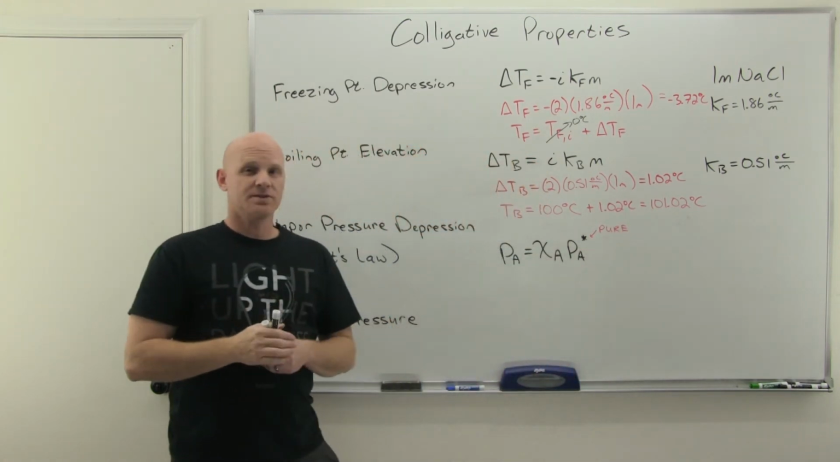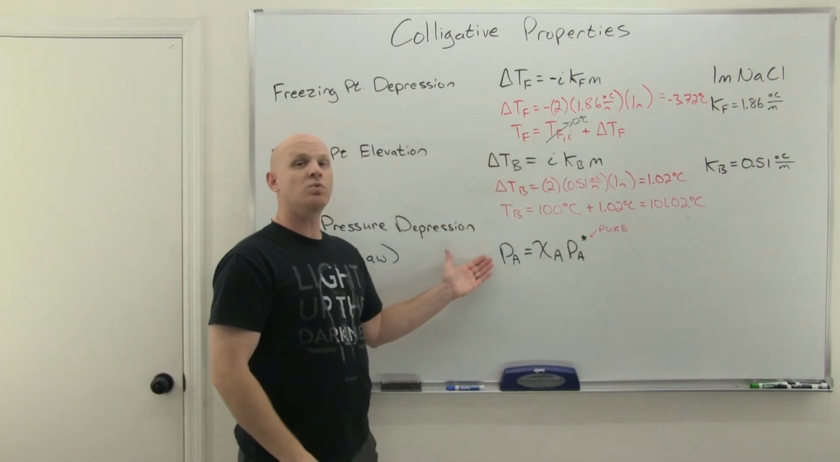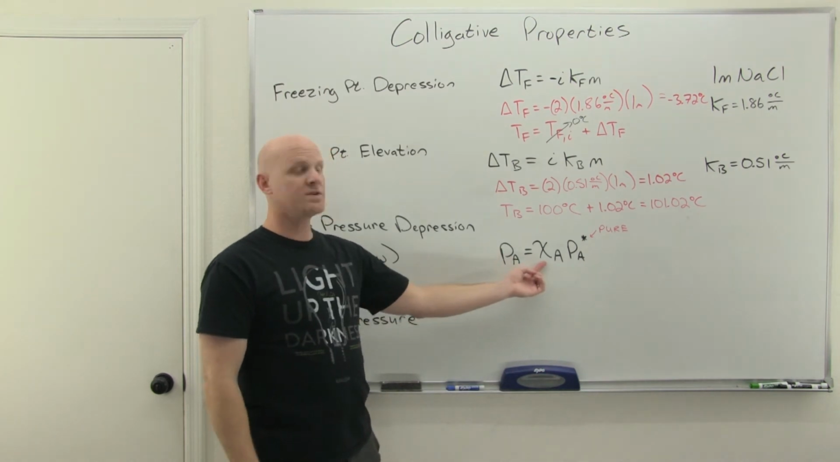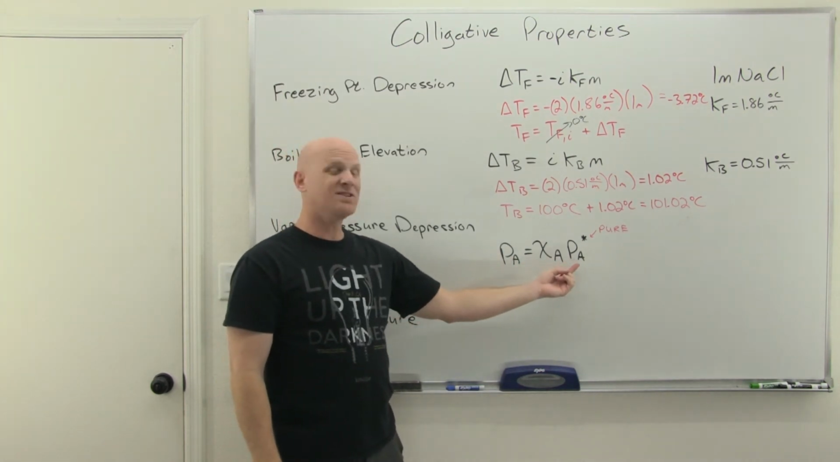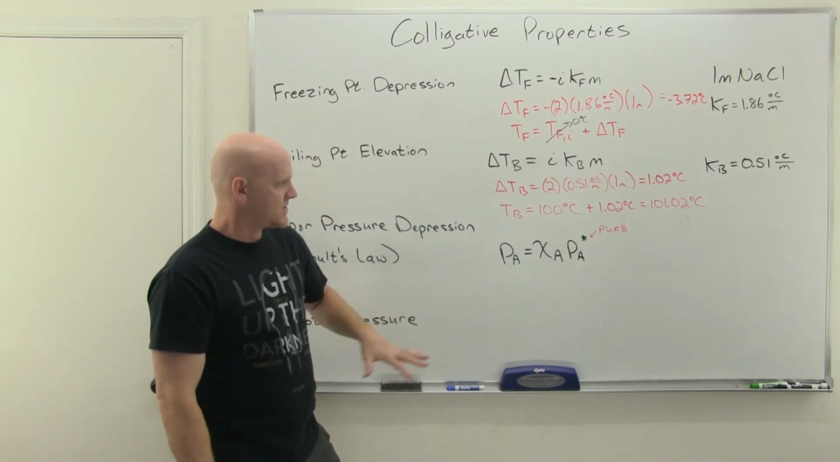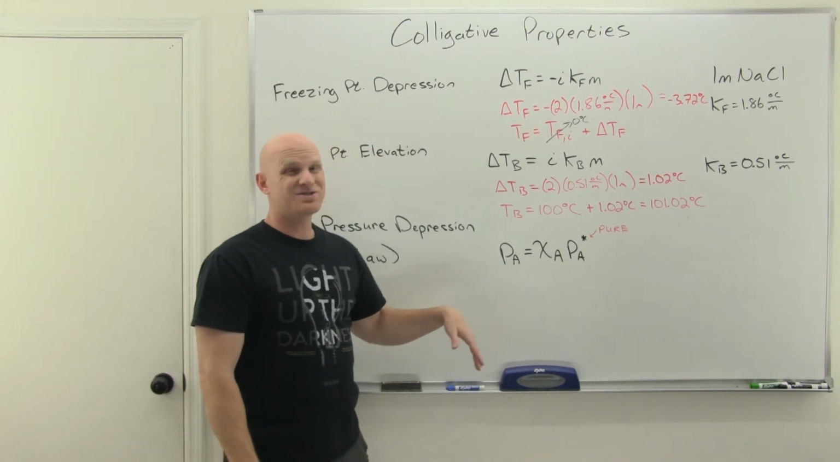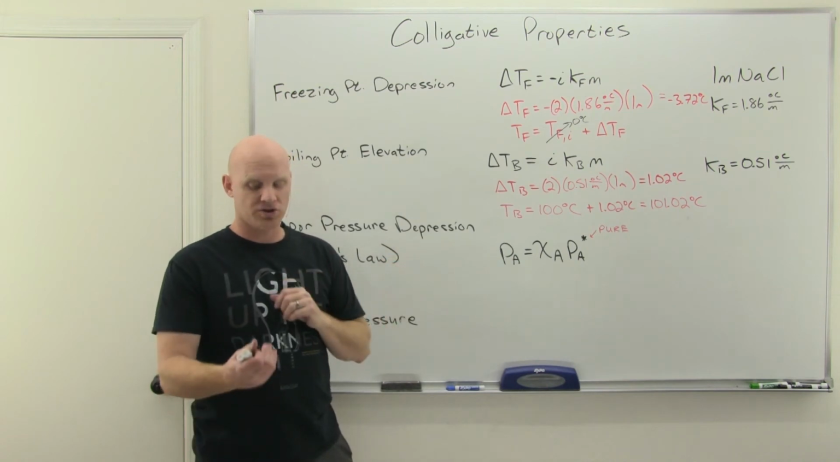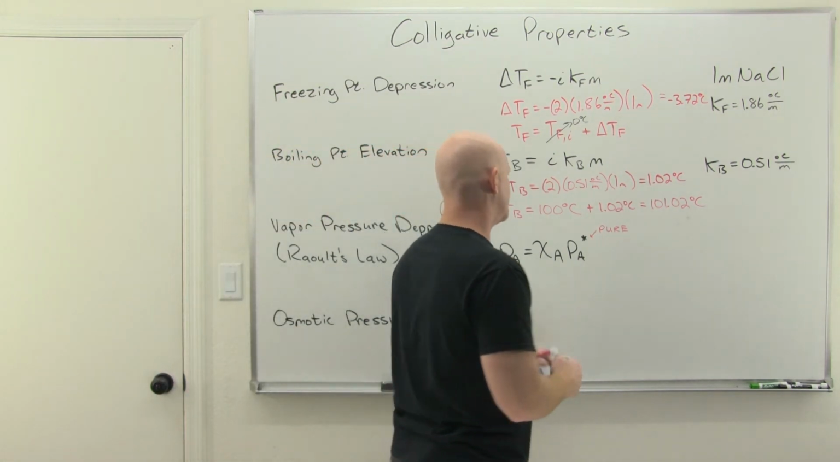So if you've got an aqueous solution and you want to know what's the vapor pressure of water above that solution, well, you need to figure out what's the mole fraction of water, and then you need to know what pure water's vapor pressure would be. That's kind of how it relates. And so this equation is the one we're going to use. But if you look at what it actually means, it'd be a little bit different.